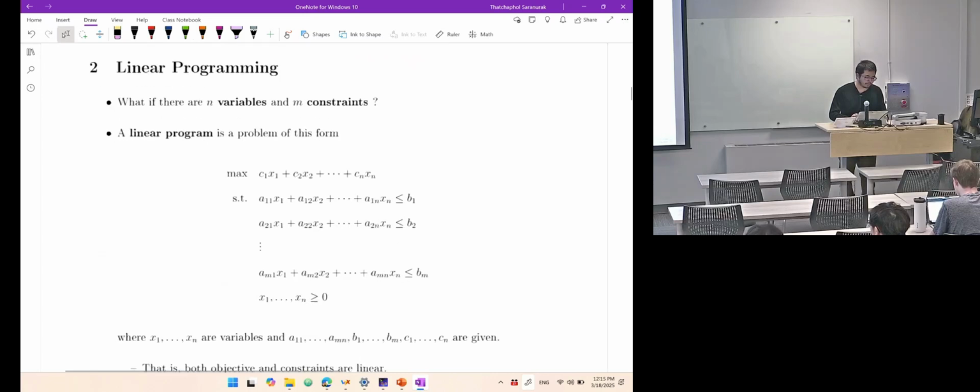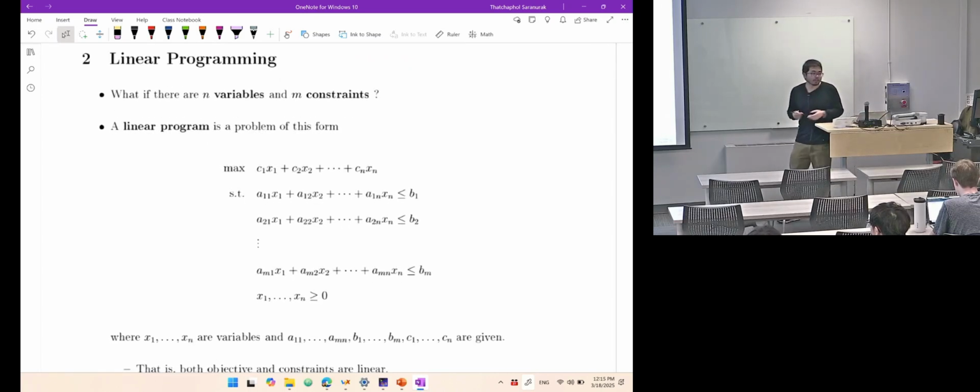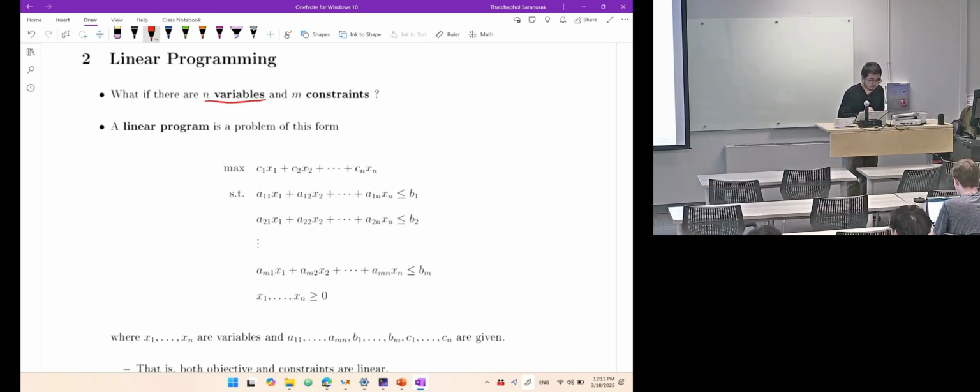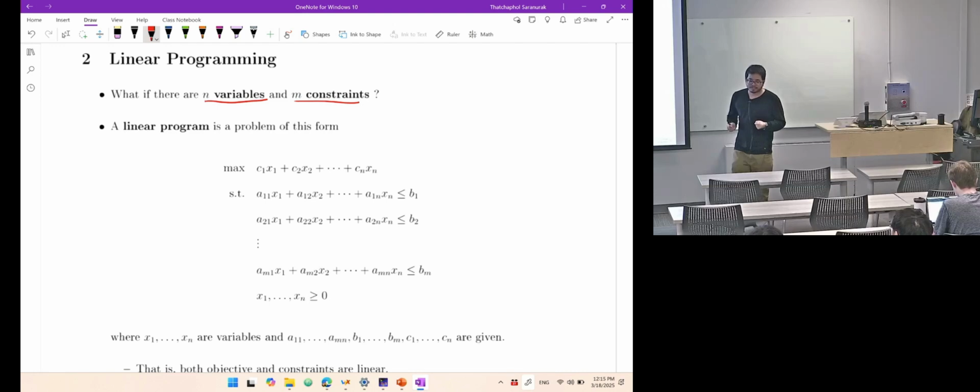So now I think I'm ready to tell you what a linear program is in general. It's the case when you have n variables and m constraints. Think of a variable as the choice of cookie and cake and ice cream and so on, the choices that you can make for each. And the constraints are all kinds of constraints that can happen. Basically, a linear program is any problem that you can write in this way.